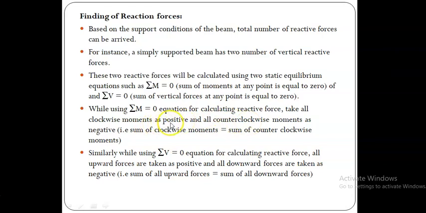Otherwise, if we put the negative sign for clockwise moments, then we can use the positive sign for counterclockwise moments. Then finally we can use sum of clockwise moments equal to sum of counterclockwise moments, and therefore we get the equation sigma M equal to 0. Similarly, we use sigma V equal to 0 for calculating the reactive forces. So these two main static equilibrium equations are used for calculating the reactive forces on given beams, either simply supported beam or cantilever beam.